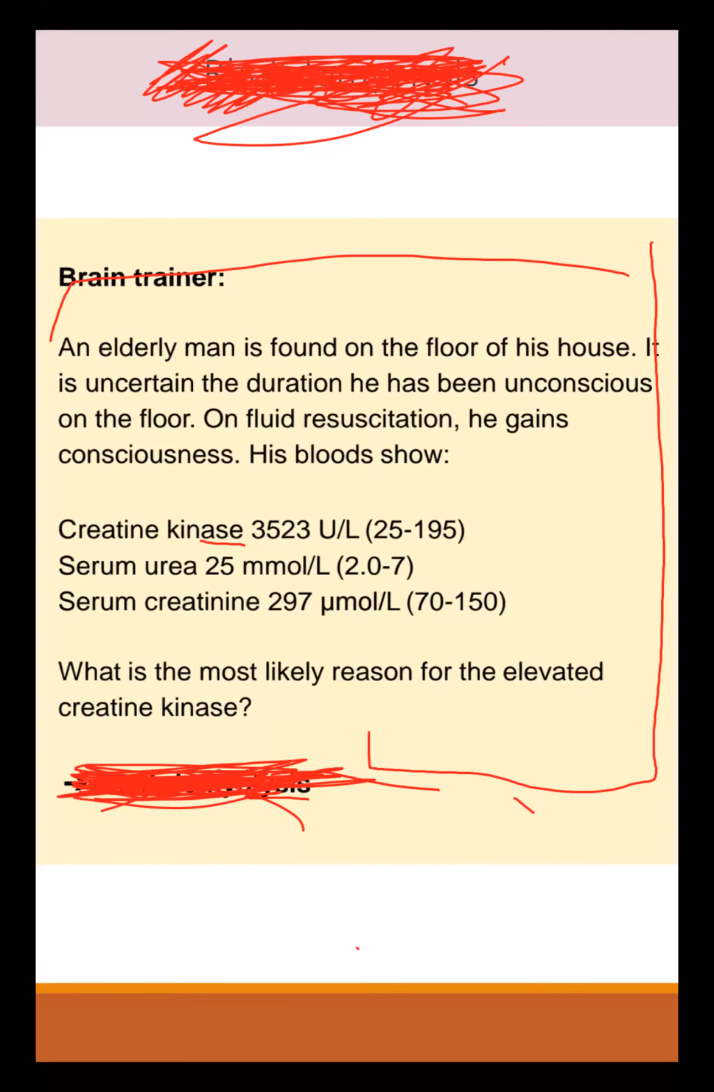So what is the diagnosis? Maybe rhabdomyolysis. Okay, rhabdomyolysis is the answer. Due to the sudden fall down, with severe creatine kinase elevation. That is the point. In this case, creatinine is higher and creatine kinase is higher. How will you manage?